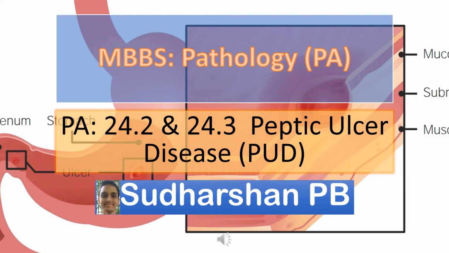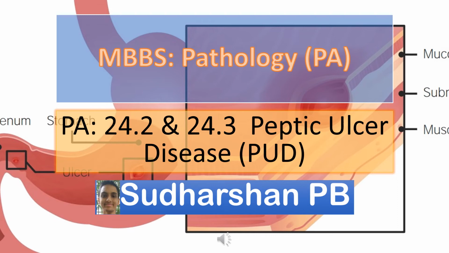When it comes to diagnosis, imaging techniques like CT and abdominal radiography can be done. Treatment would be surgery and medications, very commonly proton pump inhibitors and antibiotics, because Helicobacter pylori is the main cause. Then let us see the gross and microscopic features.